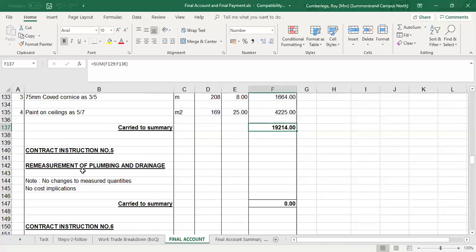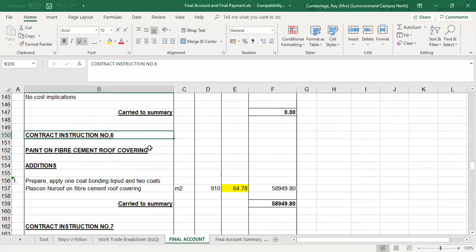Contract instruction number 5, remeasurement of plumbing. There's a statement that there was no change to the measurement, so no cost implication. And as we said, although there's a 0 amount, let's include the contract instruction, because if I submit this final account, the client is going to ask, where is contract instruction number 5? You missed that one.